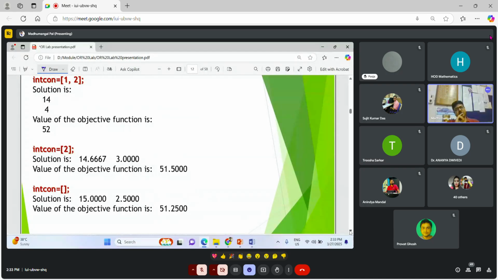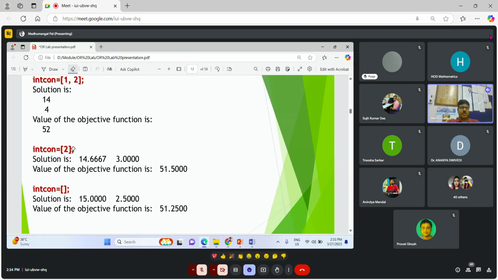Now here we demonstrate three cases for three types of problems. Basically, if you consider the variables x1 and x2 both are integer, then the solution is this one. x1 is 14, x2 is 4, and the value of the objective function is 52. In this case, both the variables are integer.